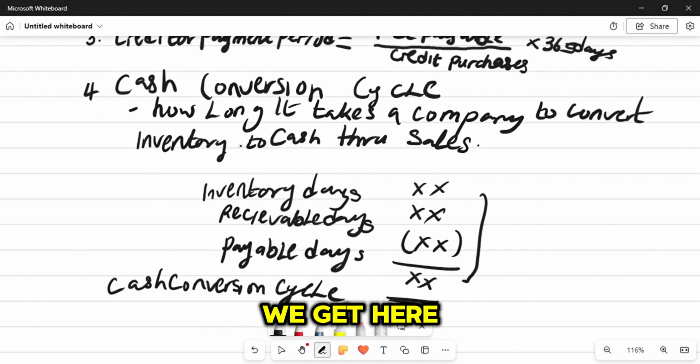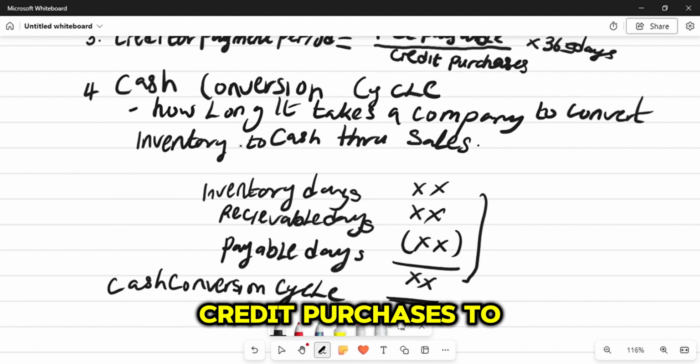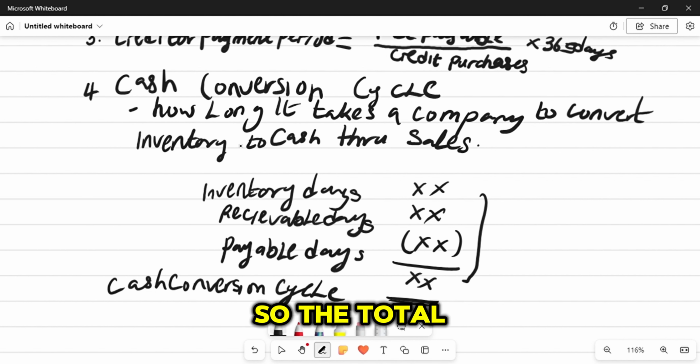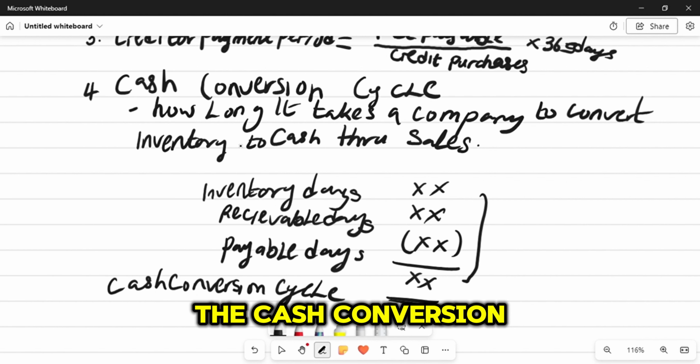So whatever days we get here, because we know that inventory days is the number of days it takes for inventory to come in. Receivable days is the number of days it takes for money from credit sales to come in. Then payable days is the number of days it takes for money paid for credit purchases to leave. So the total left is now the cash conversion cycle.